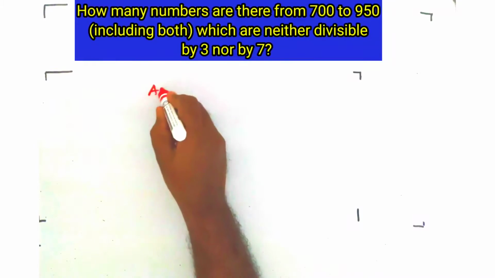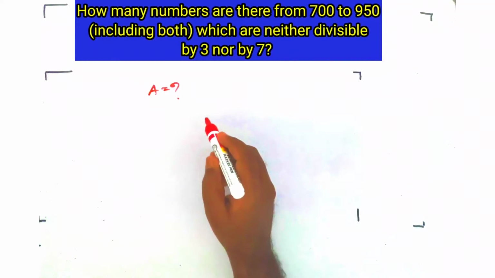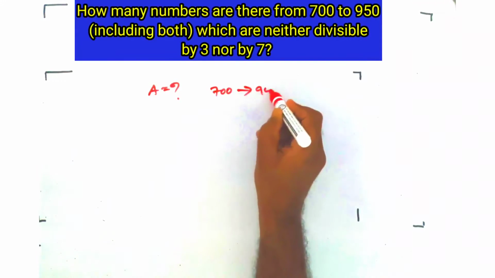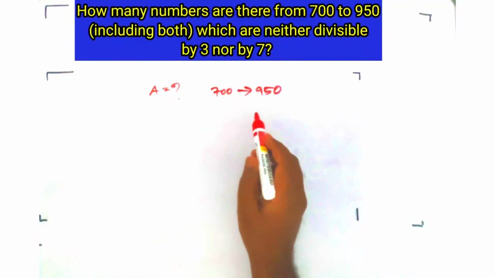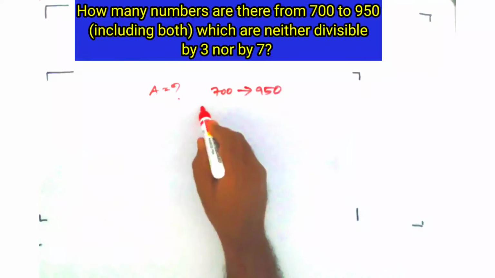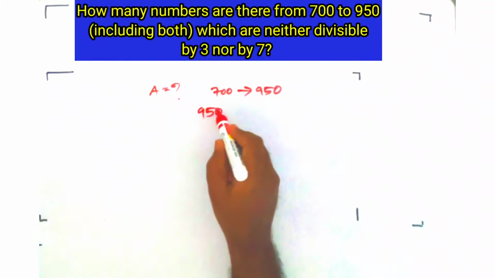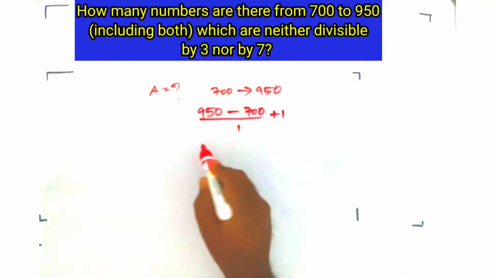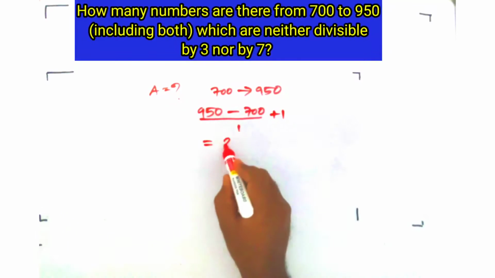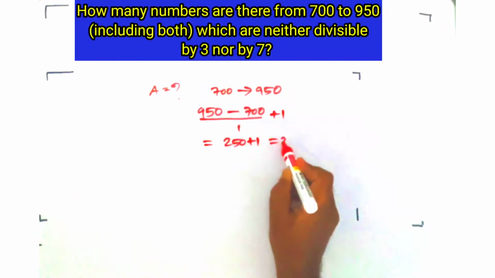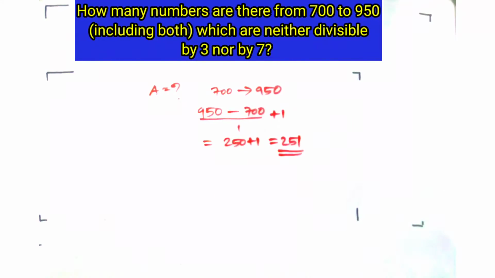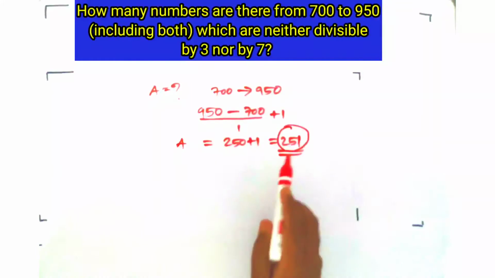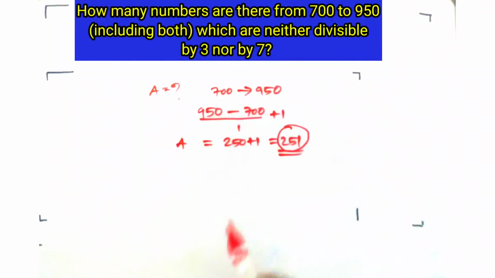First we have to find A, the number of numbers from 700 to 950. From arithmetic sequence we all know that the number of numbers is (950 minus 700) by 1 plus 1. The answer here is 250 plus 1, that is 251. So A is equal to 251. There are 251 numbers from 700 to 950.